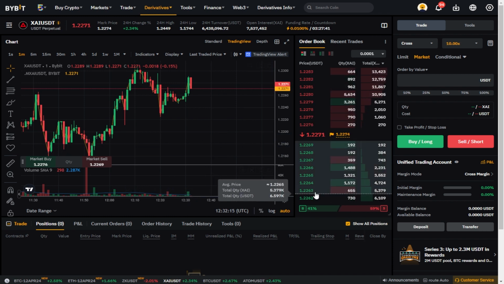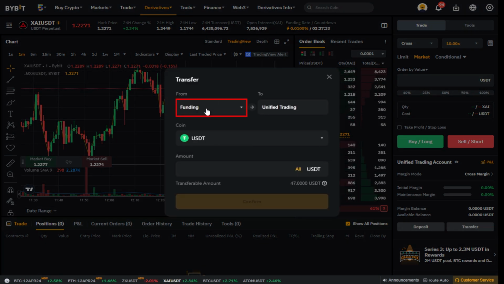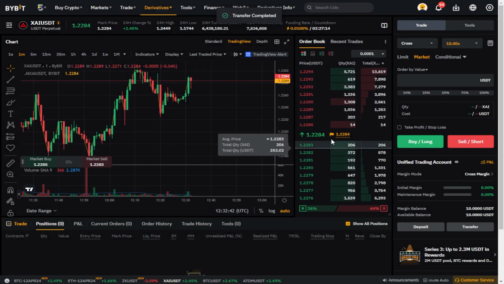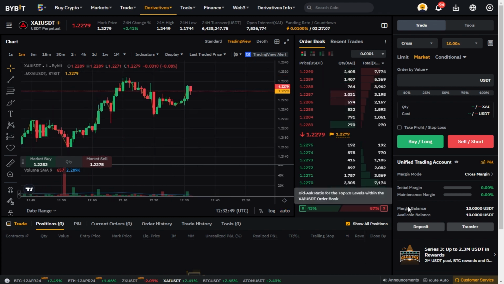But in order to trade on futures, we need to transfer our funds from our funding account to a unified trading account. You can do this with one button, click Transfer, then we transfer from the funding account to the unified trading account, select USDT, and enter the desired amount. Let's say $10, purely for the sake of example. Click Transfer, and now we have $10 on our trading account, and we can safely trade with them.